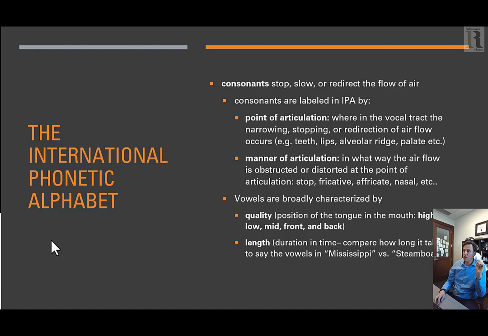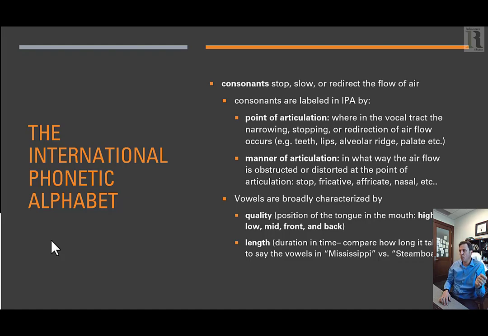Consonants stop, slow, or redirect the flow of air. The air's just coming straight out, you're vibrating your vocal cords, there's no stopping it. But ga, ba, da. In all those cases, you are stopping the air. Ara, asa, asha, or slowing it, or redirecting it, or you're distorting it. You're doing something to the flow of air through your mouth. And that's a consonant. And consonants are labeled in the International Phonetic Alphabet.